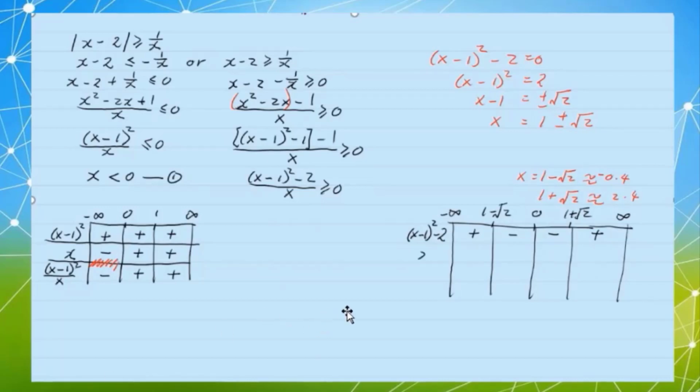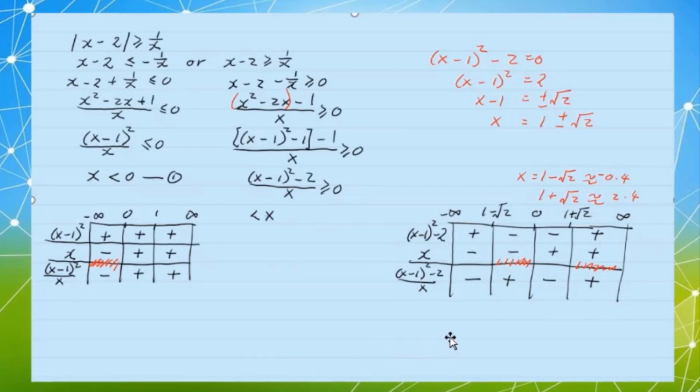Now we continue to x. When x is less than 0, x is negative. When x is greater than 0, x is positive. Now we combine these two answers to find the final answer. Since the inequality is greater than 0, we are going to take the positive region.